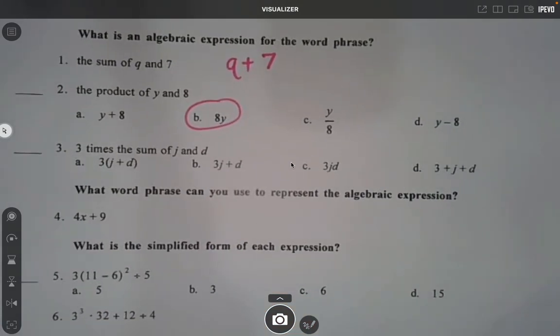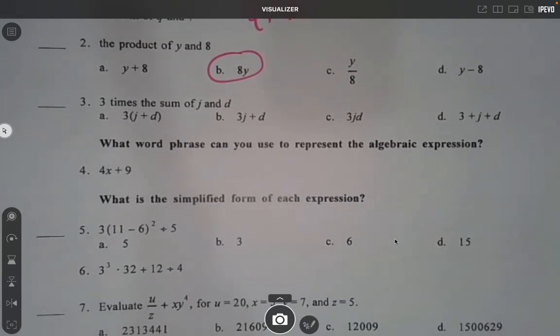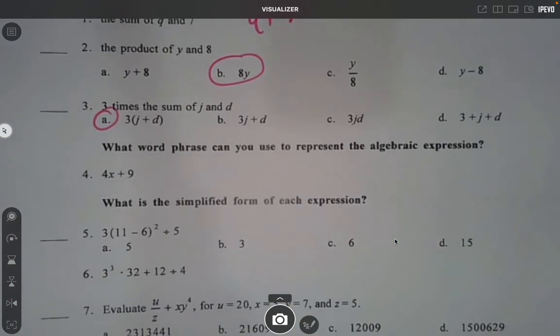All right. Number 3 is the tricky one you learned. So it says I'm multiplying 3 times something, but it's going to be in parentheses because it says the sum of J and D. So which one has 3 times when I'm adding J and D? A. Okay, so make sure anytime you see the sum of, it's going to be in parentheses, or the difference of, that would be a subtraction sign, it would be in parentheses. Okay?